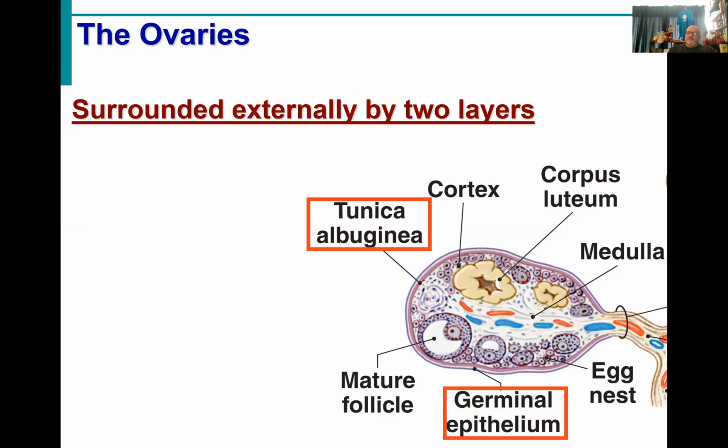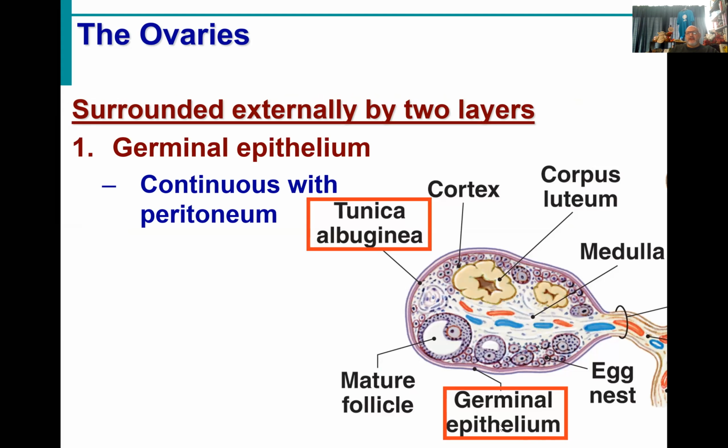Like the testis, there are two external layers on the outer surface. The first is what is known as the germinal epithelium. The germinal epithelium is basically the exact same thing that the visceral layer of the tunica vaginalis is in the male. Basically, it's an extension of the peritoneum. The only difference is the testis is outside the body, the ovary is inside the body.